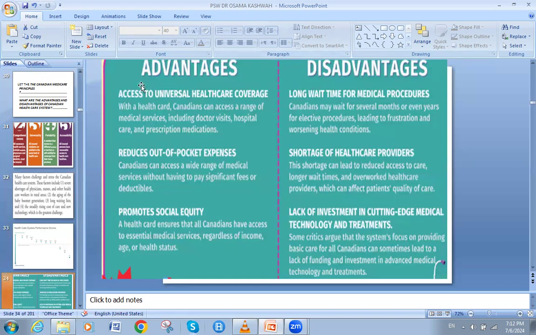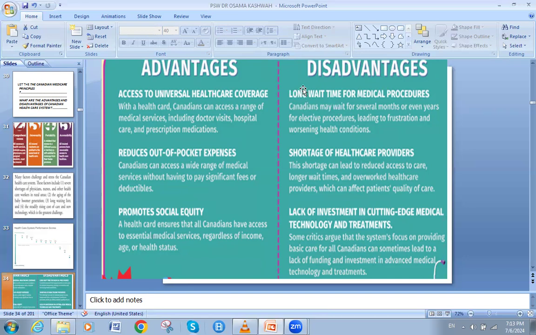And we also have steadily rising costs of care due to technology. We said we have advantages and disadvantages for the Canadian healthcare system. The advantages are access to universal healthcare coverage, reduced money spent because you don't spend money for healthcare, and there is social equity between the people. Everybody is entitled and eligible to get the healthcare services.